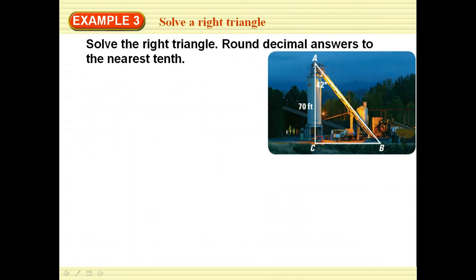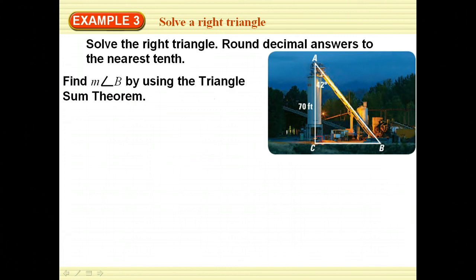So, solving a right triangle. To solve a right triangle means we need all the sides and all the angles. I can find the measure of angle B because I know that this is a right angle here. I know this is 42 degrees, so by the triangle sum theorem, I simply subtract and find out that the measure of angle B is 48 degrees.